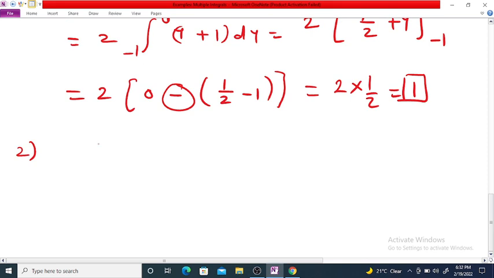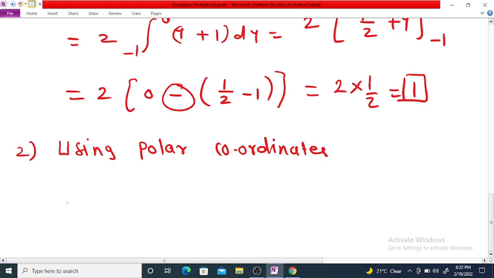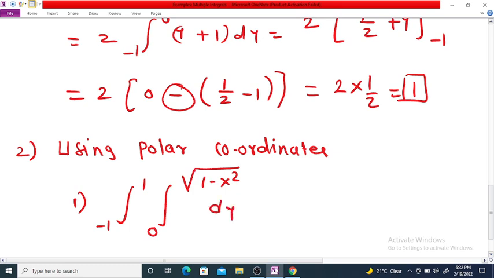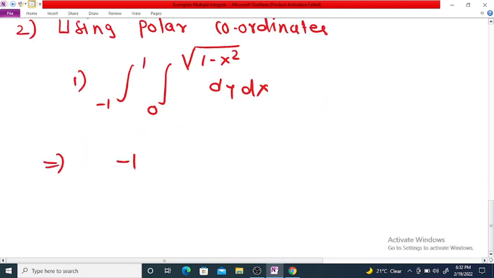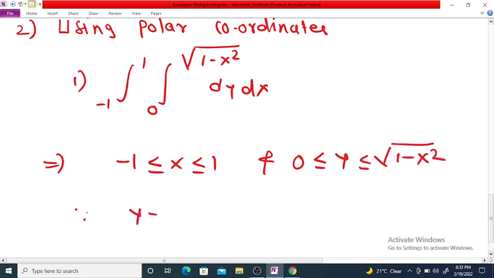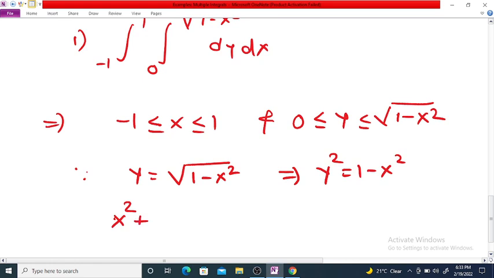Example number 2, using polar coordinates, evaluate the integration from minus 1 to 1, integration 0 to under root of 1 minus x square dy dx. Now first we are going to sketch the given region. So the given minus 1 less than or equal to x less than or equal to 1 and 0 less than or equal to y less than or equal to under root of 1 minus x square. Now since y is equal to under root of 1 minus x square, this implies y square is equal to 1 minus x square and x square plus y square is equal to 1.